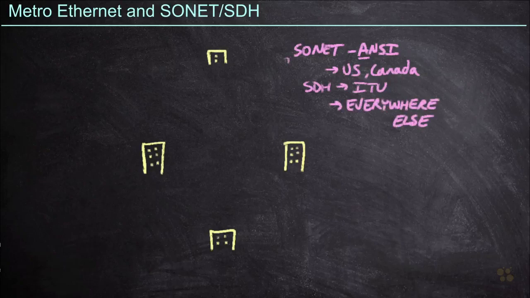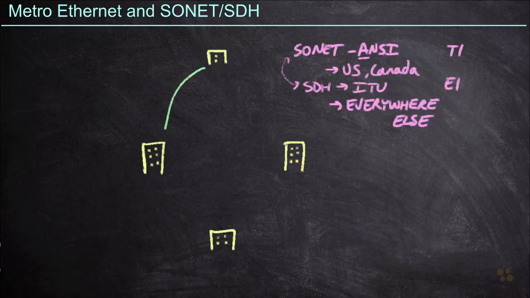SONET and SDH are two sides of the same coin. They are very similar technologies. They are just used in different regions throughout the world. This should sound really familiar because when we think about it, we have a similar situation with T1s versus E1s. They're very similar technologies and they deliver very similar amounts of bandwidth, but they're slightly different and deployed to different regions. Now, both SONET and SDH are built with resiliency in mind.